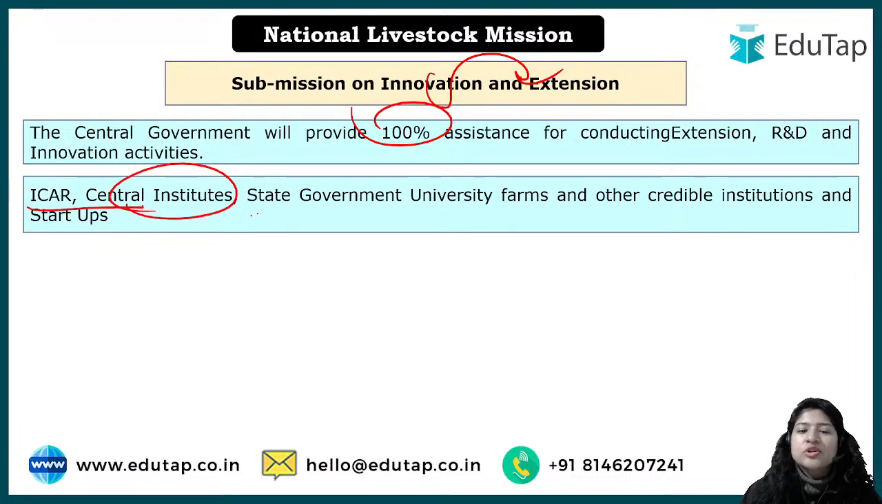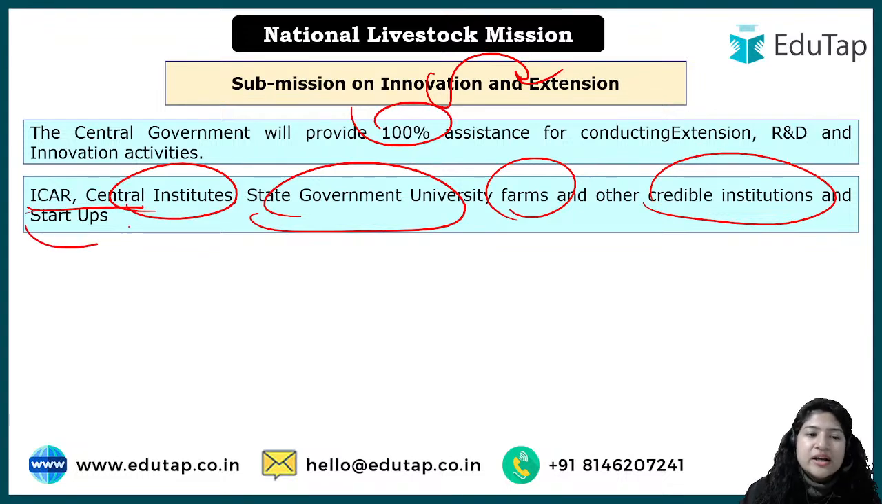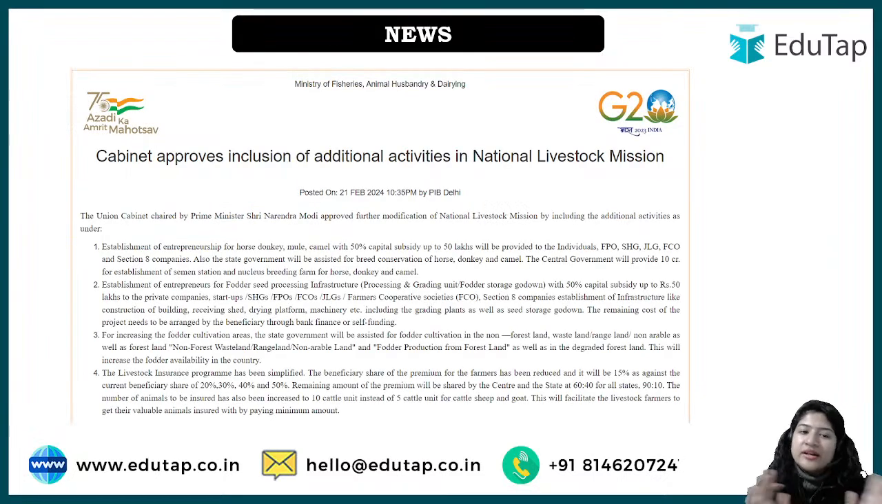ICAR, central institutes are involved in it, state government universities, or the state farms also are included, or whatever credible institution, or the new startups, whoever wants to get into innovation in livestock and extension, meaning spreading that news, for them 100% assistance is there. Whenever any new institute or any new startup is coming for conducting extension, rural development or innovation in livestock, they will get 100% assistance. Please keep in mind, 100% assistance.